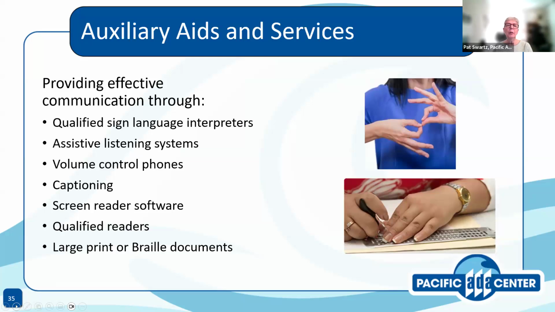And so effective communication helps individuals with disabilities who are blind, deaf, or have speech disabilities. And so providing effective communication for them can be done through qualified sign language interpreters, assistive listening systems and headphones and sound coming through different listening devices, volume control phones, captioning and caption phones, screen reader software, qualified readers who have a specialty in things like legal language, medical language. That's more, and this would be people who are qualified to read documents to people who are blind. And large print or braille documents.